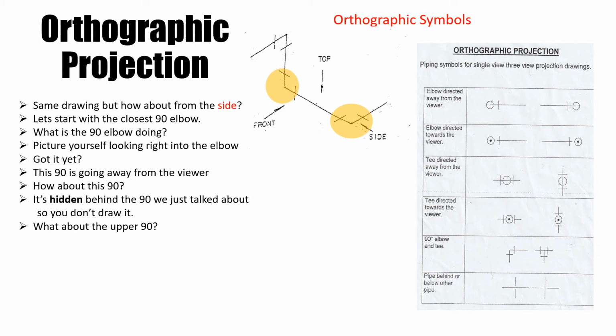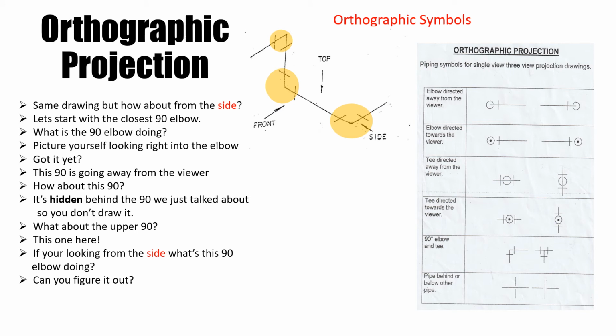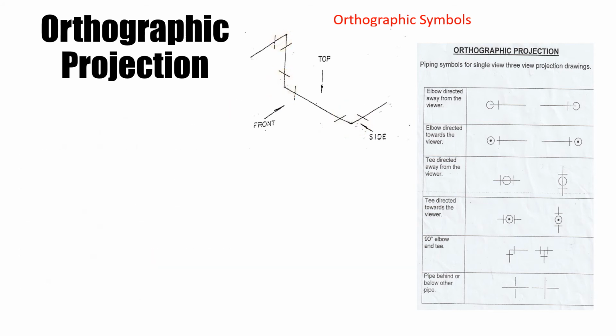And what about the elbow at the top? Okay, so that one there. If you're looking from the side, what's this elbow doing? Coming towards you, going away from you? Is it flat to your view? Got it? The 90 is flat to the viewer. Okay.